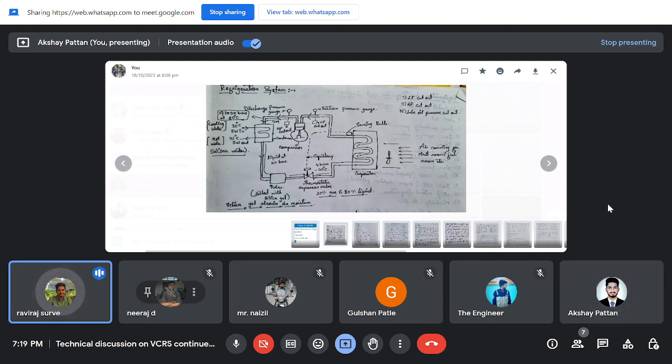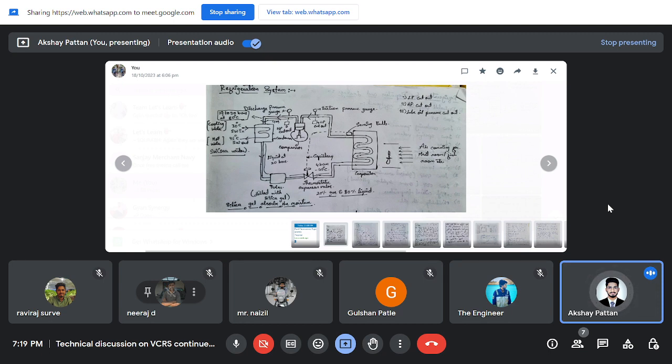Bro, I have one question. We use a high pressure cutout, right? So why do we require a relief valve there? The compressor is already shut down when the high pressure cutout safety operates. Then why do we use a relief valve? Right, exactly. That was also my question. Actually, I was finding the answer for that.